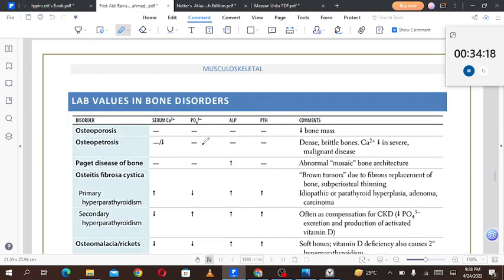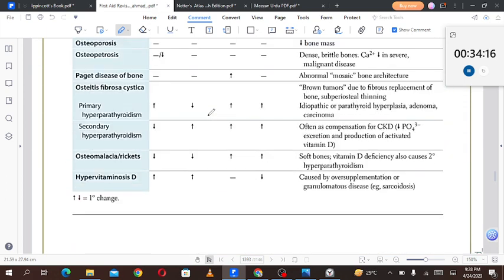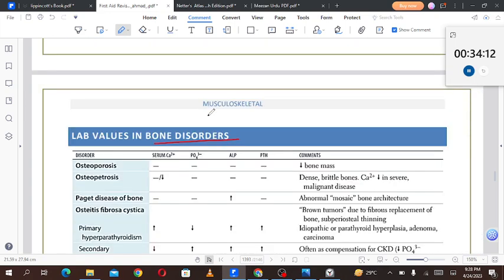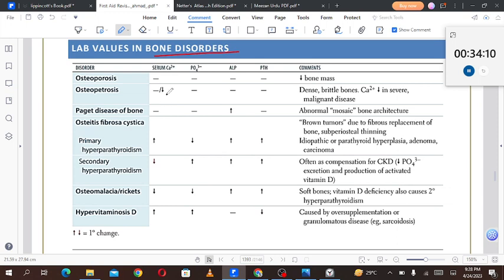Moving to the next one, lab values in bone disorders. These are different lab values in different kinds of bone disorders. So let's do them one by one. Osteoporosis: serum calcium, phosphate, alkaline phosphatase, and parathyroid hormone, all the lab values are pretty normal. The comment is that there will be decreased bone mass only in the case of osteoporosis. In the case of osteopetrosis, serum calcium may be decreased or may be normal, and the rest of the values of phosphate, alkaline phosphatase, and parathyroid hormone are all normal.